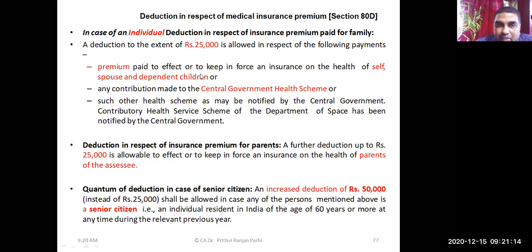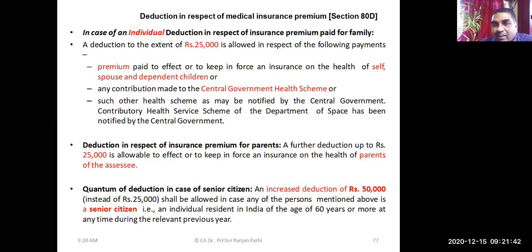If 25,000 is paid as premium, that can be claimed. It can also be claimed for any contribution made to the central government's health scheme or such other health scheme as may be notified by the central government. So if these kind of contributions are made for health of the self, spouse, and children, then an amount of 25,000 is allowed.